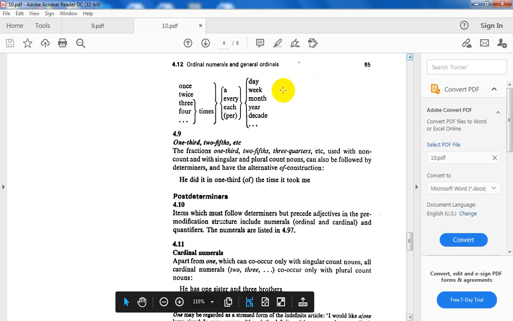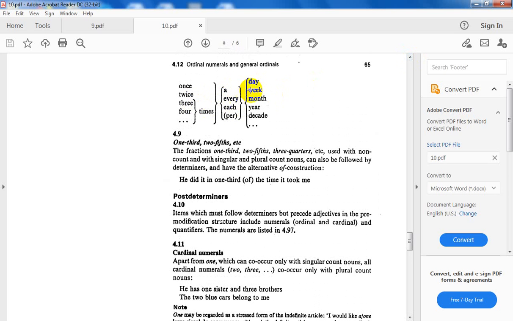You see? Once a week, once a day, meaning one time per day. Twice every month. 3 times each year. Here it is what? 3 times every year and so on. And per means annually, as a ratio. Decade means 10 years. What does it mean? It gives me the meaning of distribution. Once a day, twice a week, 3 times every month, 3 times every year, and so on.